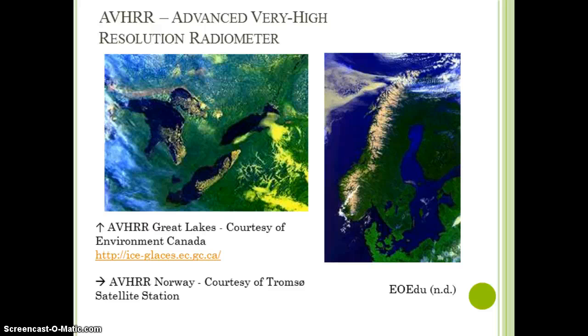As EOEDU notes, AVHRR is well suited for vegetation study at the global scale, for example, through studying seasonal change. As well, AVHRR collects global data on sea surface temperatures and ice cover content.